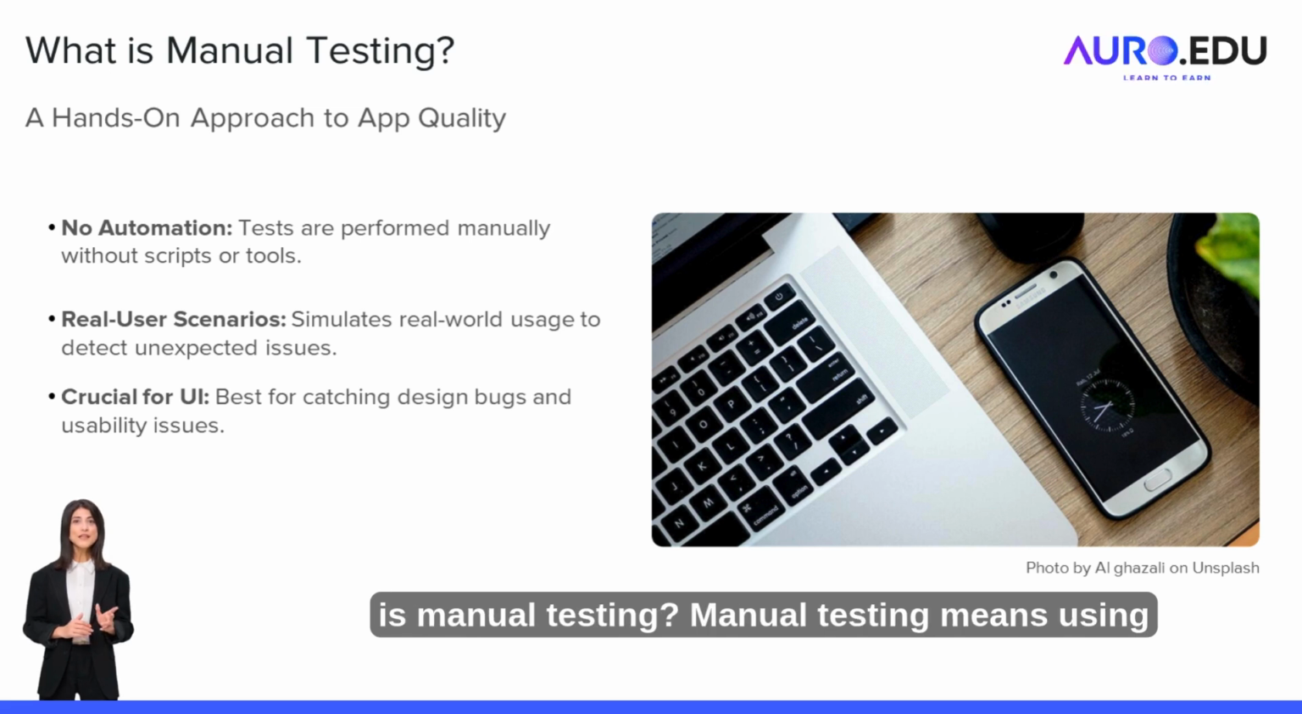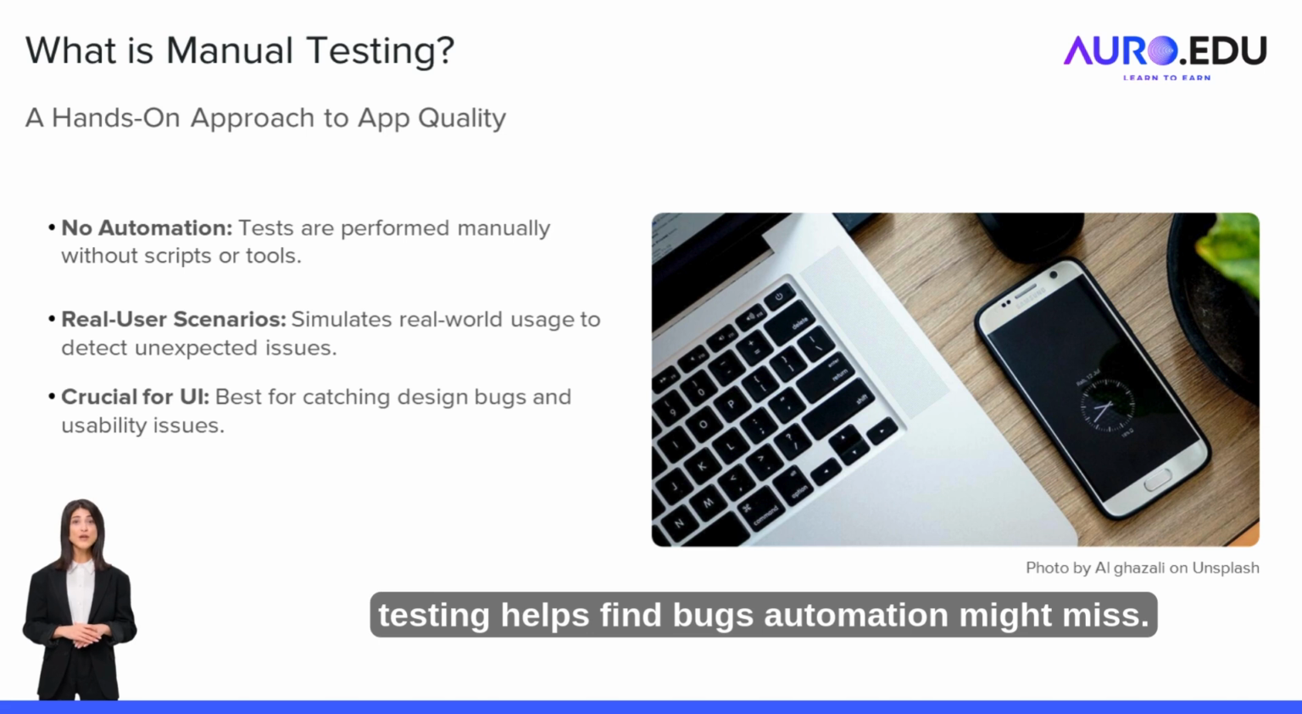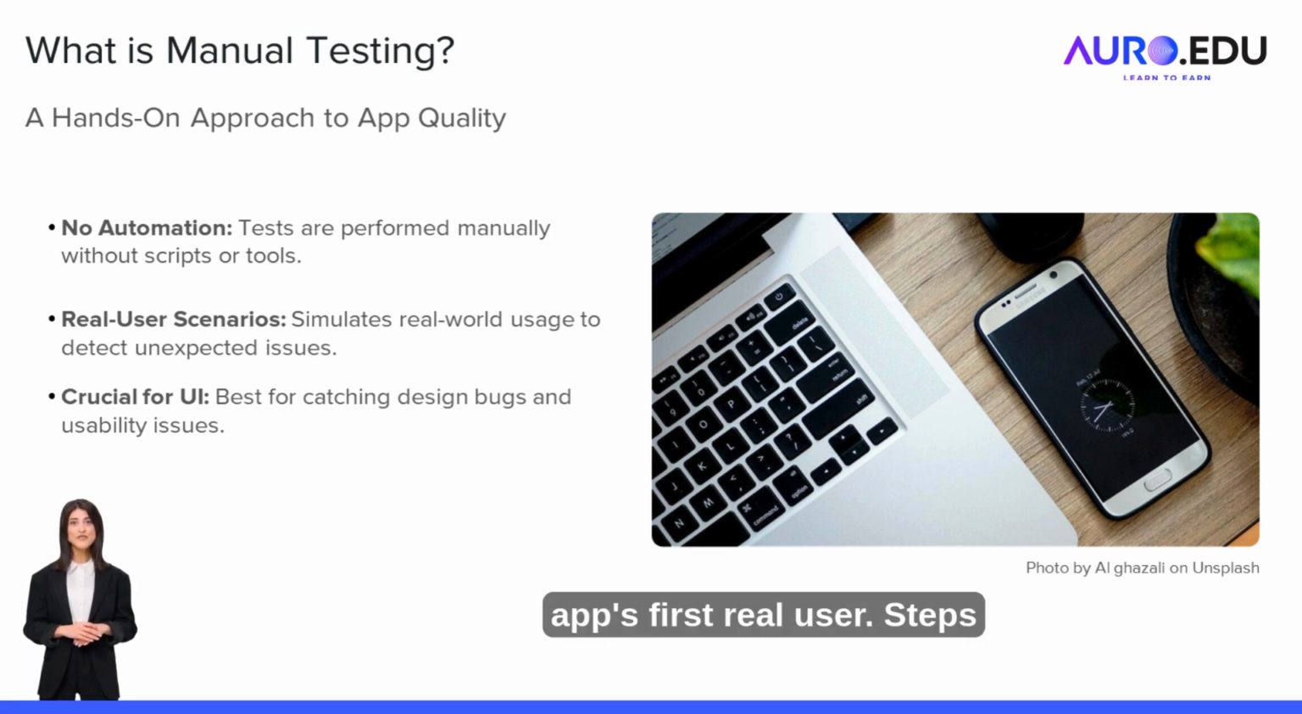What is manual testing? Manual testing means using the app as if you're a regular user. It's hands-on. Tap buttons, enter wrong passwords, rotate the phone, try all the weird stuff people do. Manual testing helps find bugs automation might miss, especially UI issues. You become the app's first real user.